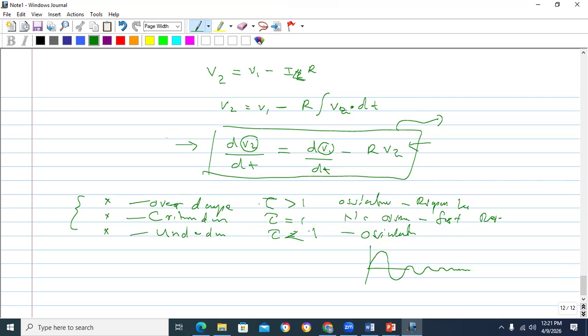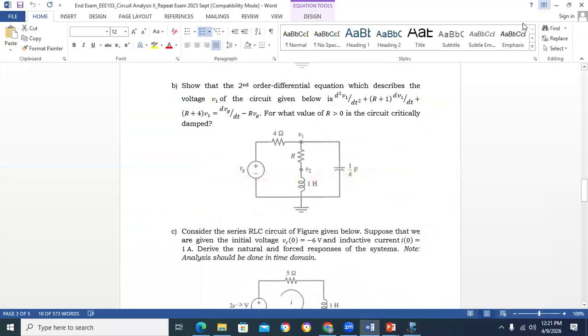For the 2 credit and 3 credit modules, the damping ratio is also there. You need to find the damping ratio and verify whether it is overdamp, critical damp, or underdamp. But for your module, the 1 credit module, it is not relevant. So you no need to worry about this damping status.